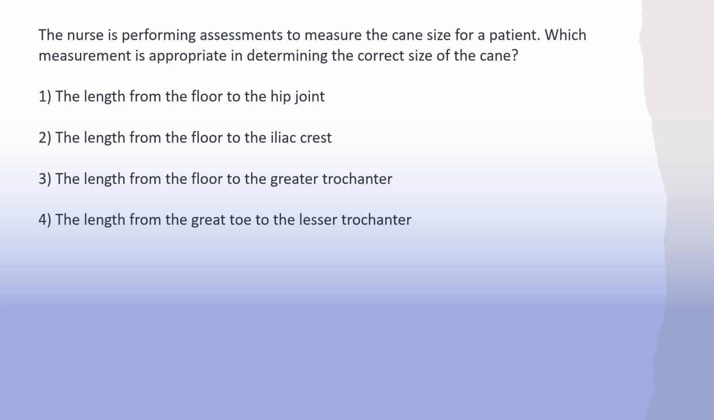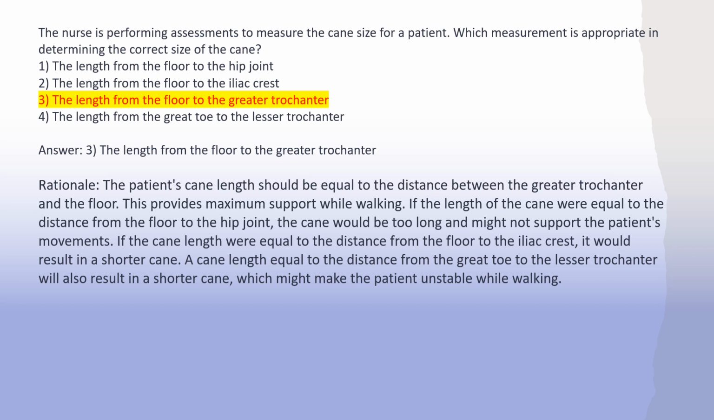The nurse is performing assessments to measure the cane size for a patient. Which measurement is appropriate in determining the correct size of the cane? 1. The length from the floor to the hip joint. 2. The length from the floor to the iliac crest. 3. The length from the floor to the greater trochanter. 4. The length from the great toe to the lesser trochanter. Answer 3. The length from the floor to the greater trochanter.